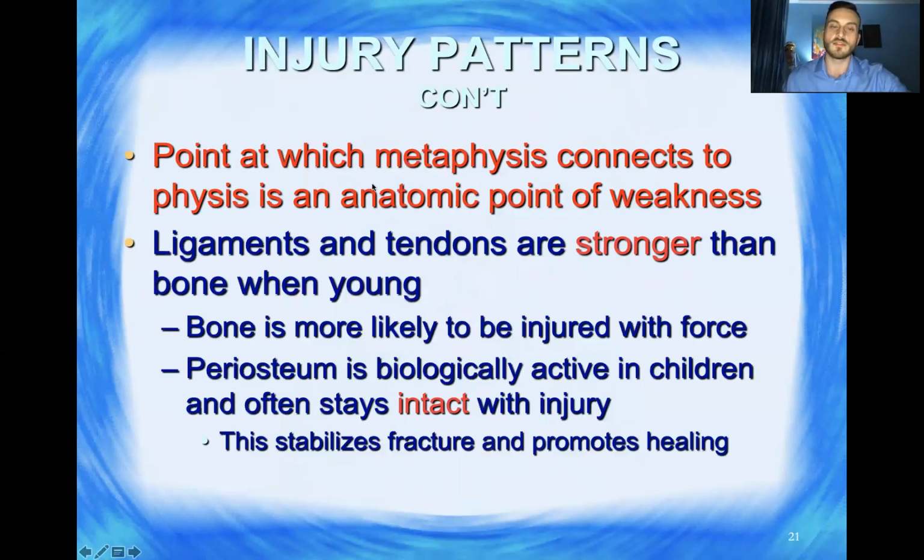The point at which the metaphysis connects to the physis is an anatomical point of weakness. So when you have the metaphysis and below it the physis, this is a weak point. Ligaments and tendons are much stronger. We already talked about this.